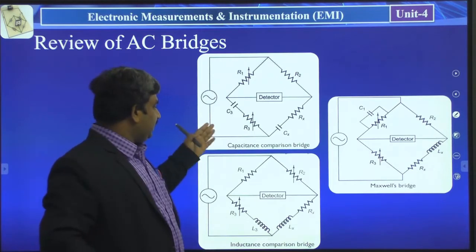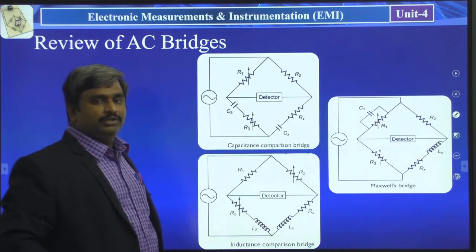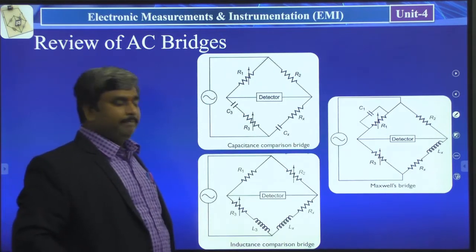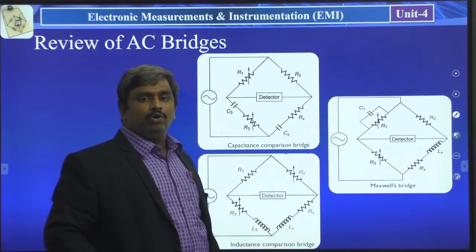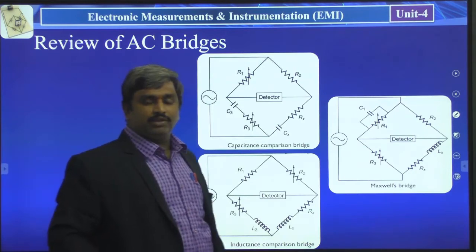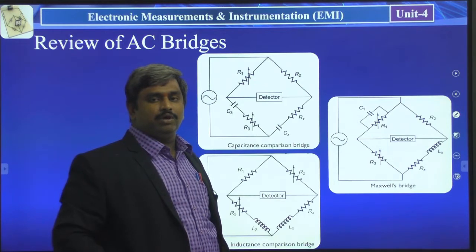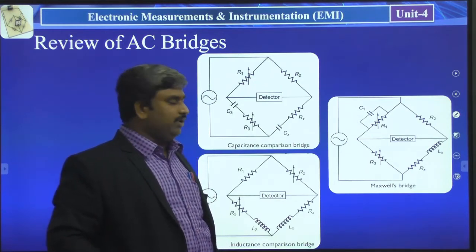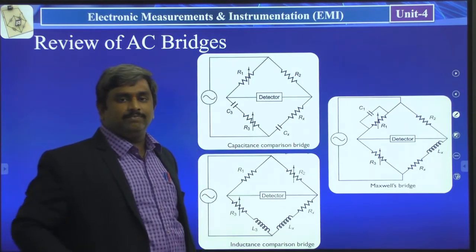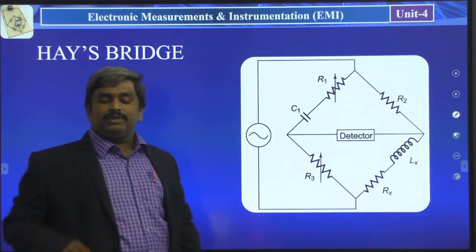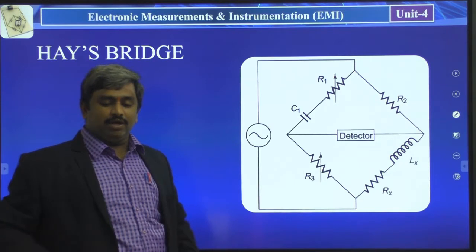The capacitors comparison and inductors comparison bridges are used for measuring unknown capacitance and inductance parameters. Maxwell's bridge is used for measuring low Q values, ranging from 1 to 10, and it is also used for measuring unknown inductance values of 1 to 1000 henries. Now we will see the concept of Hayes bridge, which is used for determining the self-inductance of the circuit.